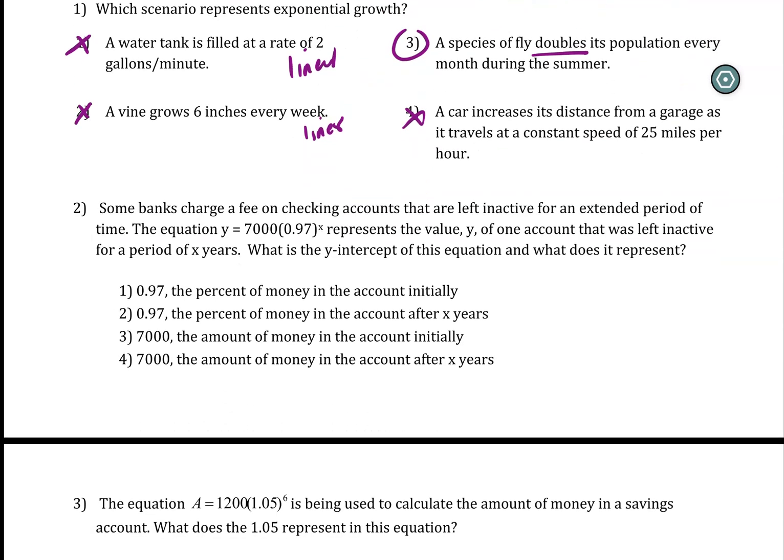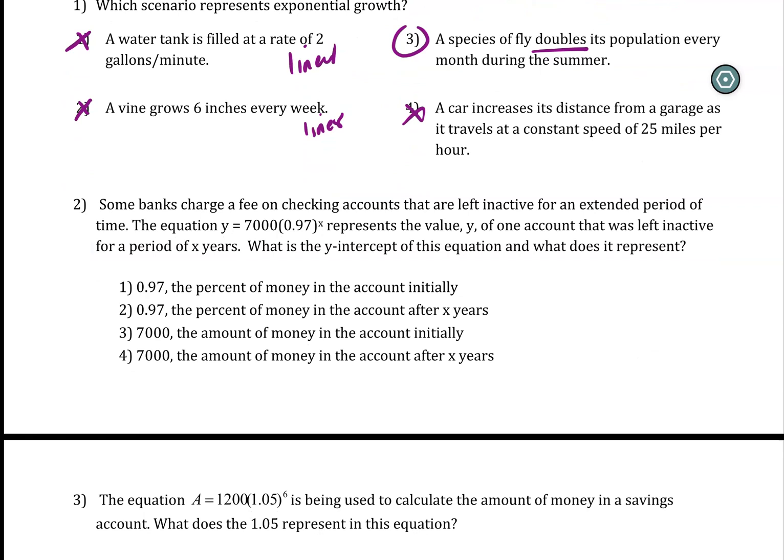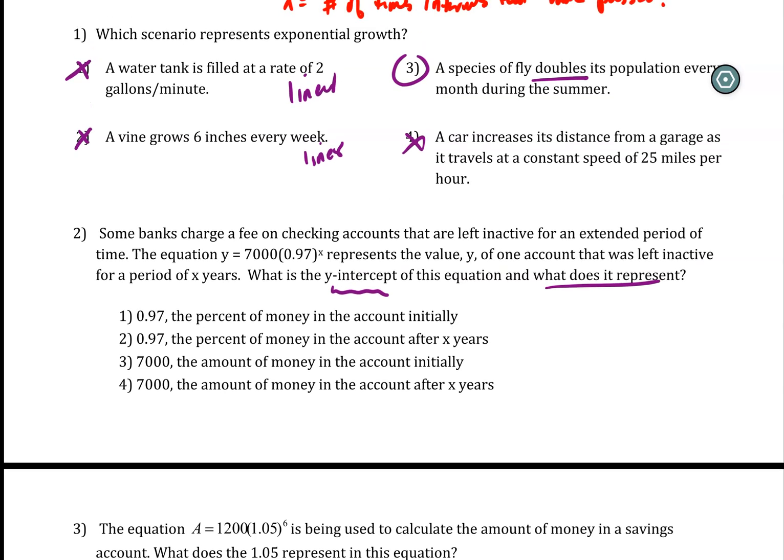So number 2, they're giving us information specifically about a checking account. They gave us the equation, and they want to know what each of the pieces means. In this one, they specifically are looking for the y-intercept and what it represents. Again, the y-intercept, aka your initial value, is what we want to look for here. The initial value was the a term, so that's this part here.